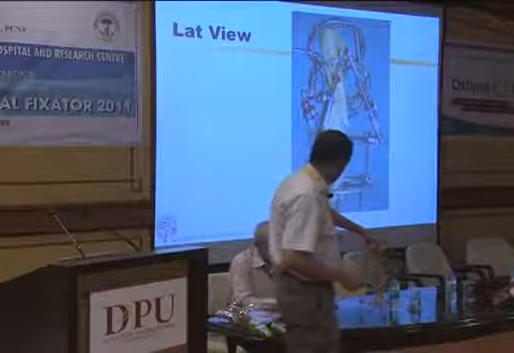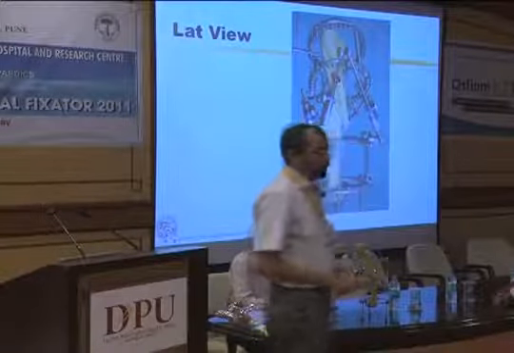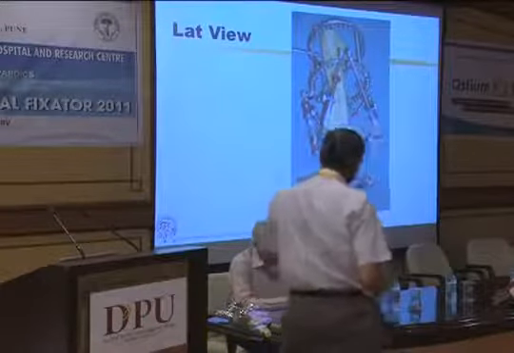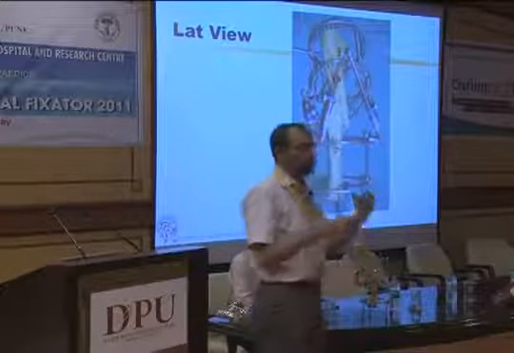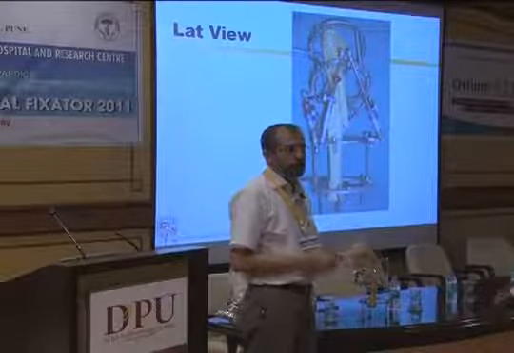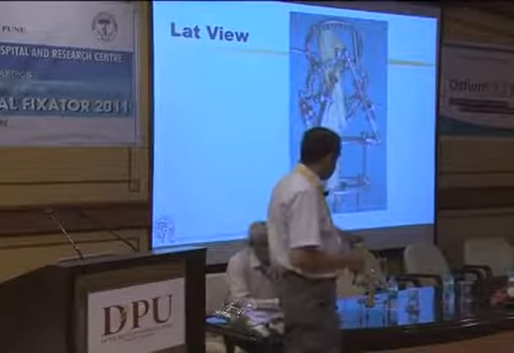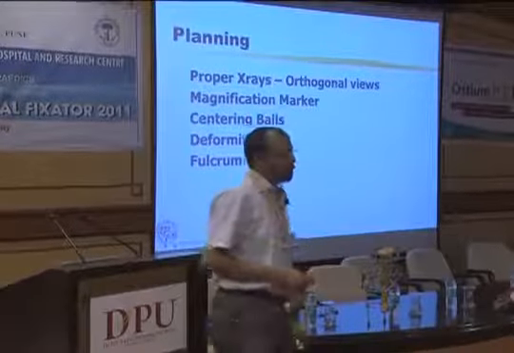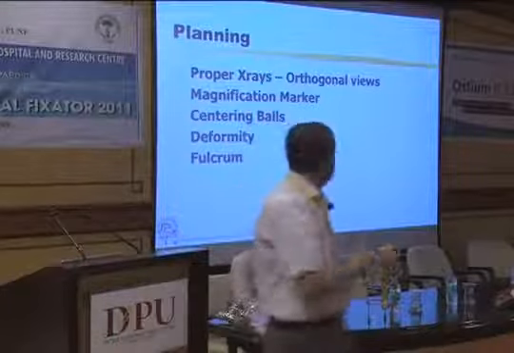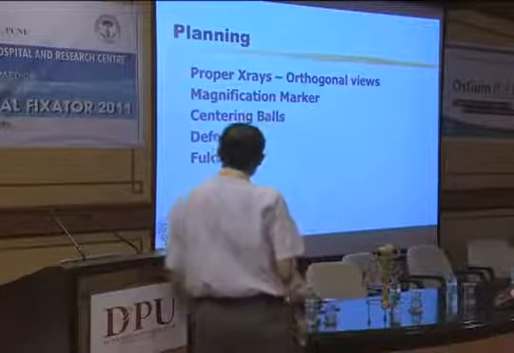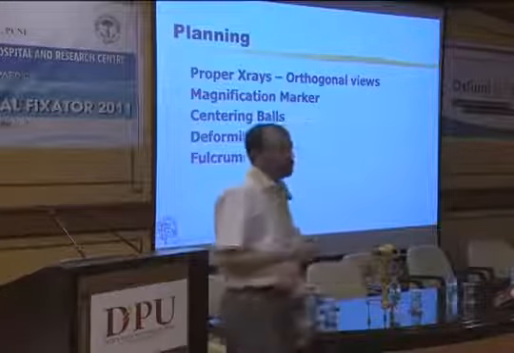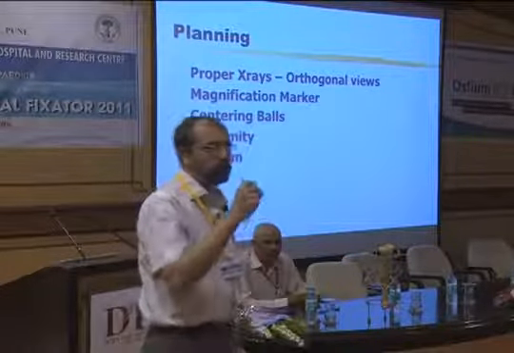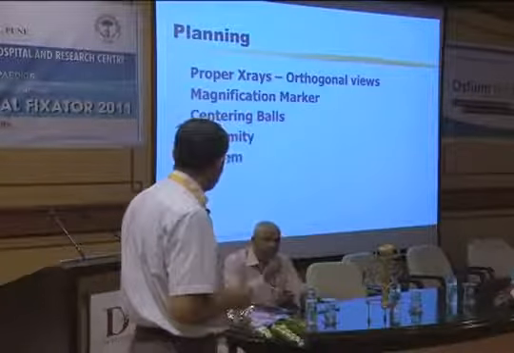And that's the lateral view. Alright, so this is a fracture which has, say, come over after about 3 weeks, 4 weeks. If you have to do an open reduction, you would definitely need to do a fair bit of stripping. So in terms of the planning here, you have to do proper X-rays, orthogonal views. You have to use magnification markers so that you know when you are measuring lengths, what are the correct lengths.